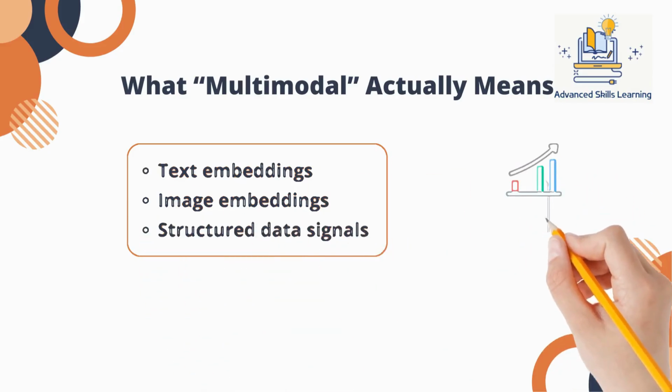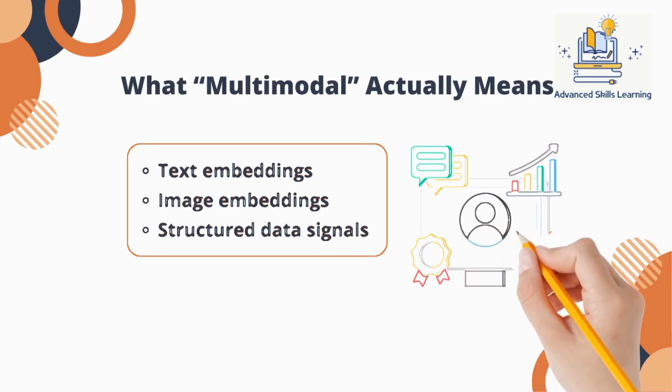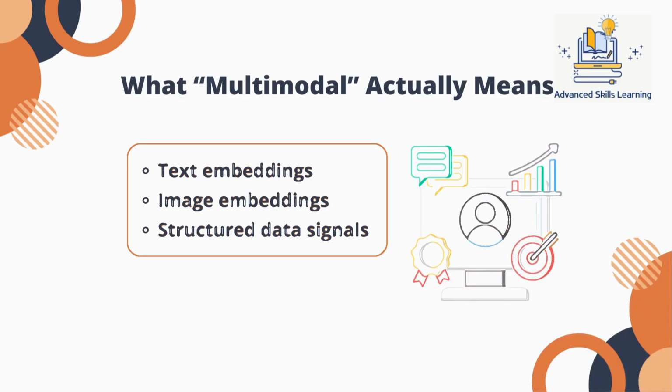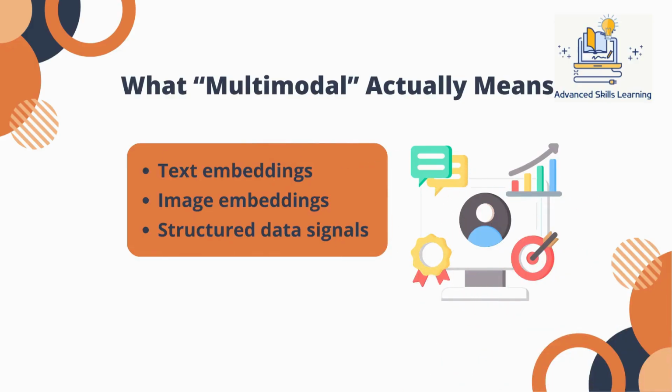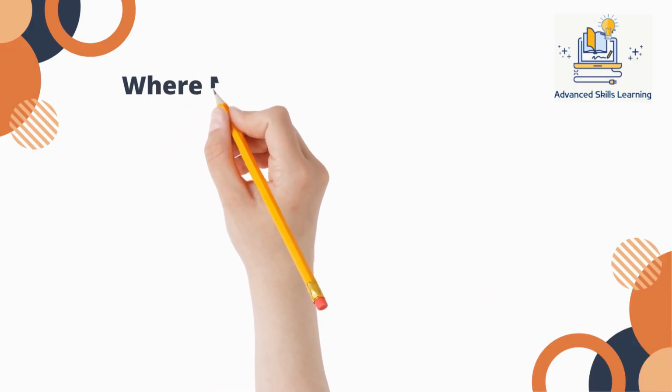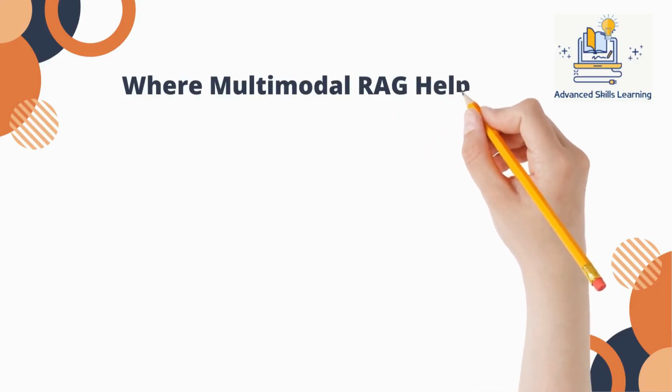This separation is critical. Mixing everything into text embeddings too early destroys information that cannot be reconstructed later. Multimodal systems delay fusion until retrieval or re-ranking, where the system has more context to decide what evidence actually matters for a given question. Consider where multimodal RAG helps the most.